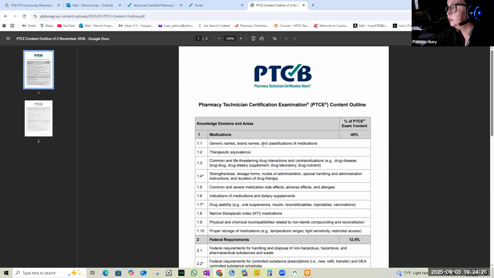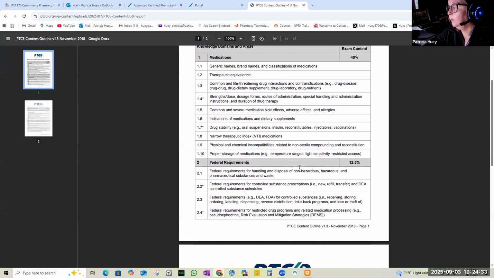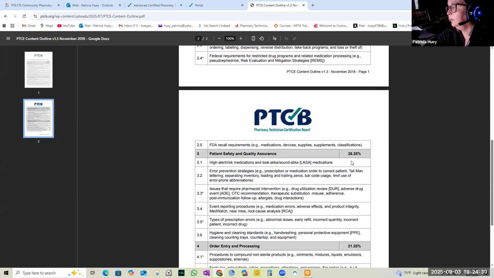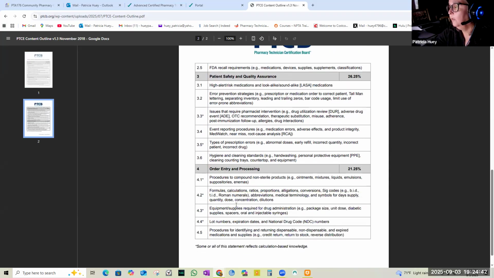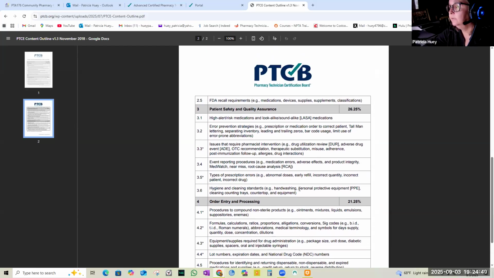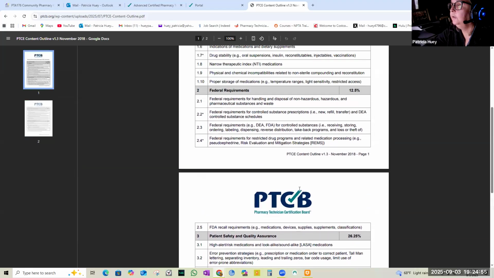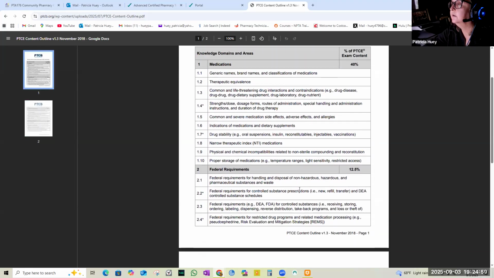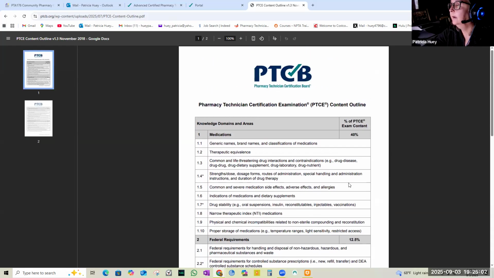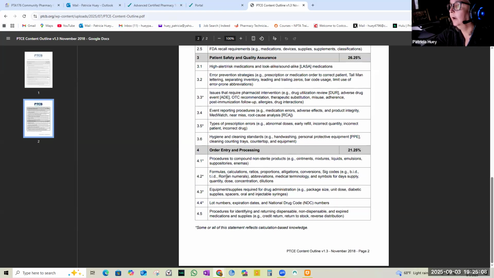the information. It's going to provide you with the breakdown: medications is over 40%, federal requirements, which are laws and so forth, 12 and a half, patient safety and quality assurance, 26 and a quarter, order entry and processing, 21 and a quarter. Oh, they took it out, unless they have it in here under something. Really? Well, good for you guys, because maybe it's in here and I just don't see it. Yeah, it's probably going to fall into this area. There might be calculations as well. But yeah, there it is. Formulas, calculations, ratios, and so forth.